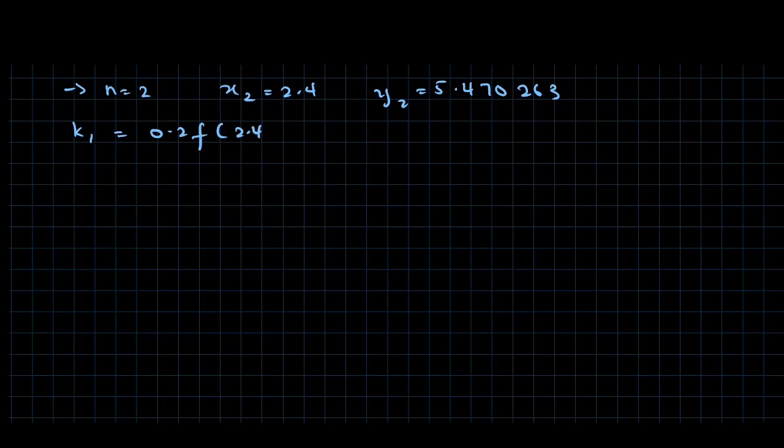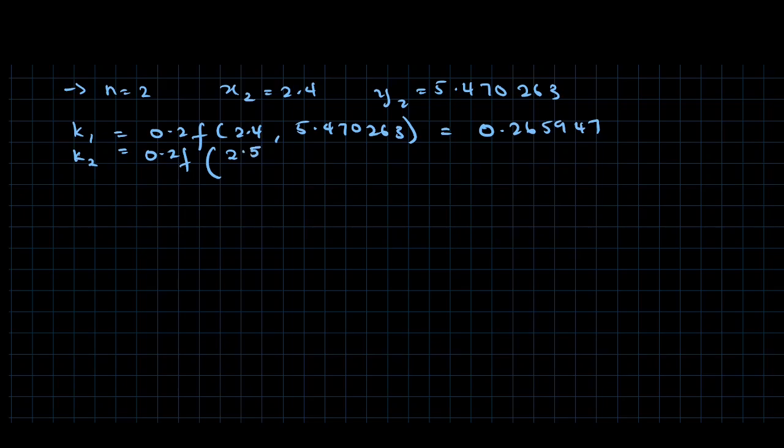Now for n equals 2, we're going to have x2 equals to 2.4 and y2 equals to 5.470260. So for k1, you can have it as 0.2 f(2.4, 5.470260), which is going to give you 0.265947. For k2, we're going to use the same formula, 0.2 f(2.5, ...), because in this case it's 2.4 plus 0.1, that's 0.2 over 2, plus this as according to the formula, which is going to give you 0.279353.